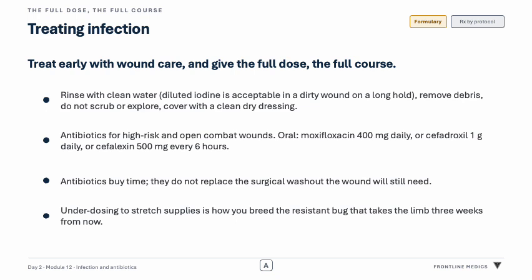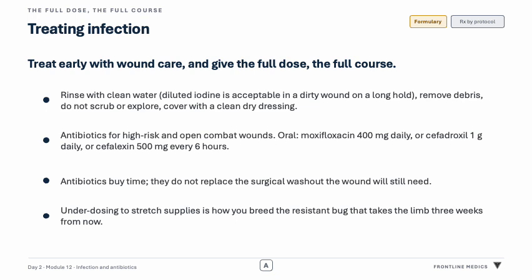Keep it oral and use what you have. Moxifloxacin 400 mg once daily, or cefadroxil 1 gram once daily, or cephalexin 500 mg every 6 hours. Continue for 7 to 10 days or until surgical care. Moxifloxacin comes from the older guidelines and remains an acceptable alternative. The current TCCC preference is cefadroxil or cephalexin, but the choice on the ground is an availability decision.